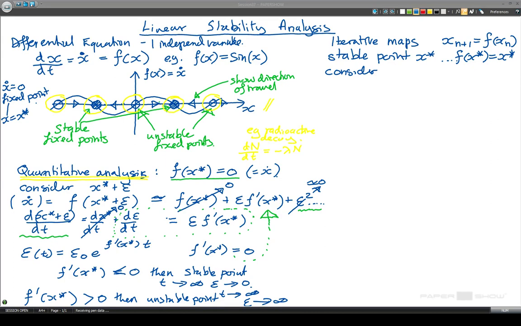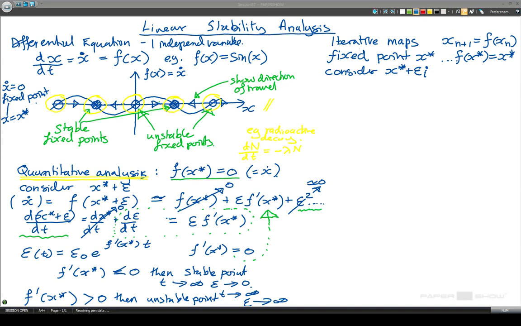So this is a fixed point. What we need to consider is a point that starts at x star plus epsilon, where epsilon is a small number, but I'm calling it epsilon i because we're moving forward in steps.